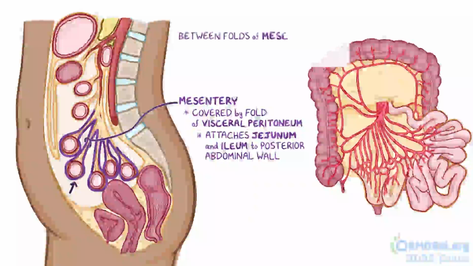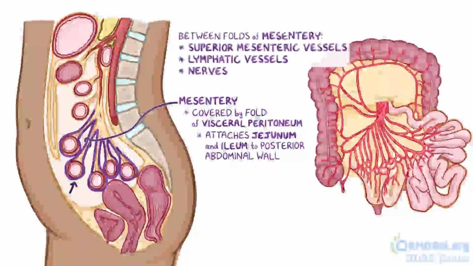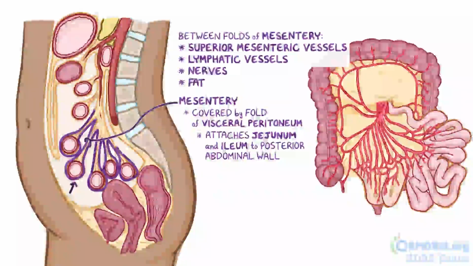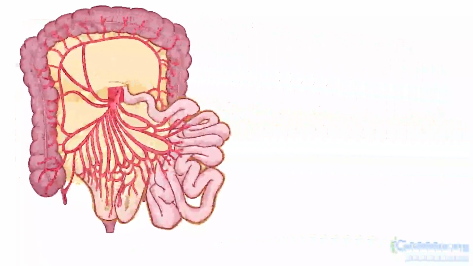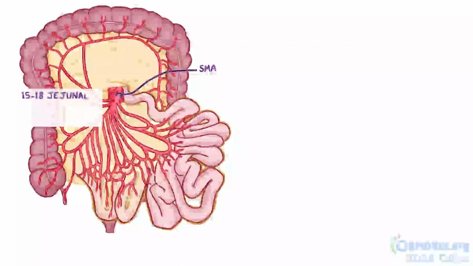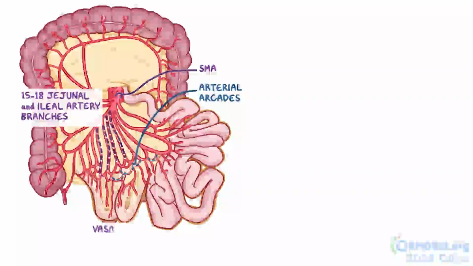Between the folds of the mesentery, there are the superior mesenteric vessels, lymphatic vessels, and nerves that supply the small intestine, as well as fat tissue. The arterial blood supply for the jejunum and ileum is provided by the SMA, which travels within the mesentery, giving off around 15 to 18 jejunal and ileal artery branches. On their way toward the intestines, these branches connect with each other and form loops called the arterial arcades, which give rise to many straight arteries known as the vasa recta.